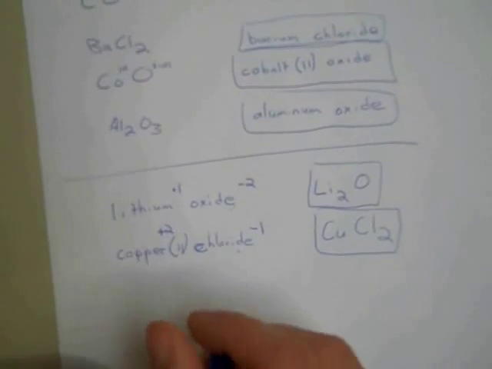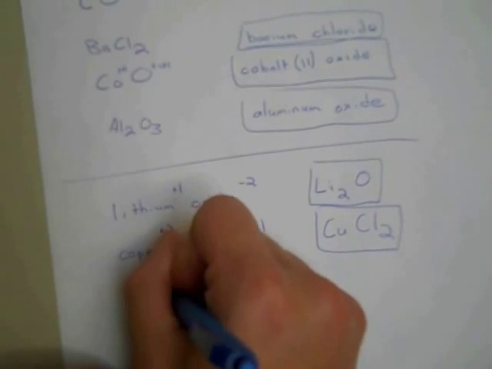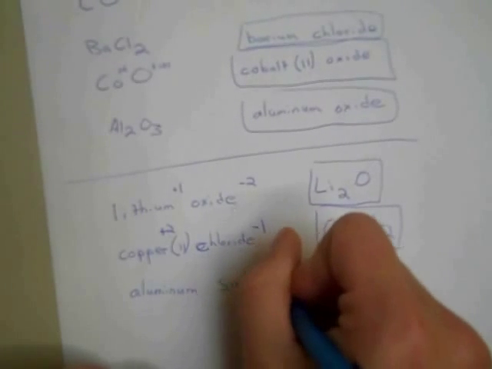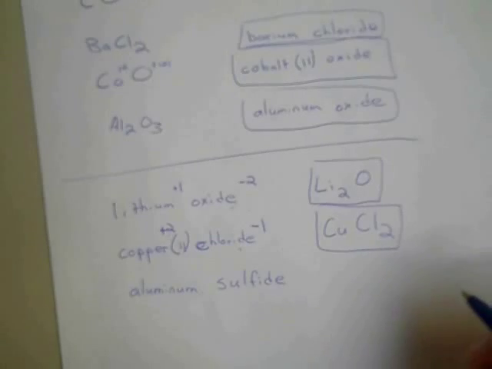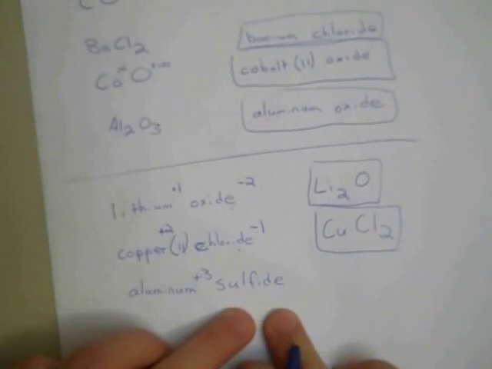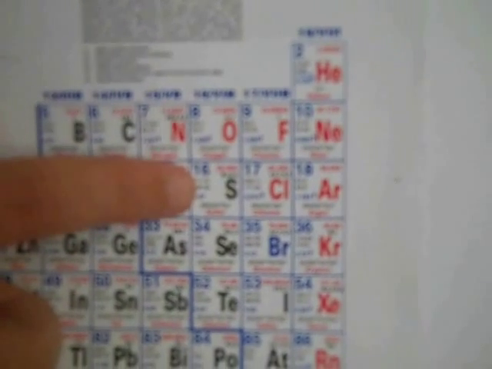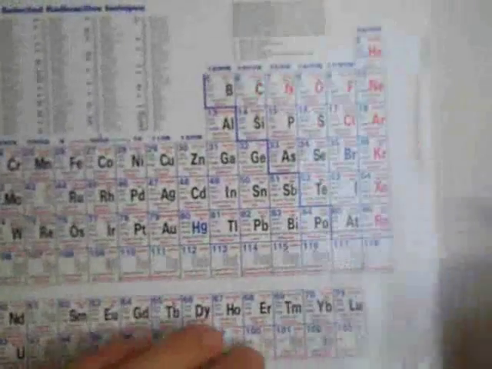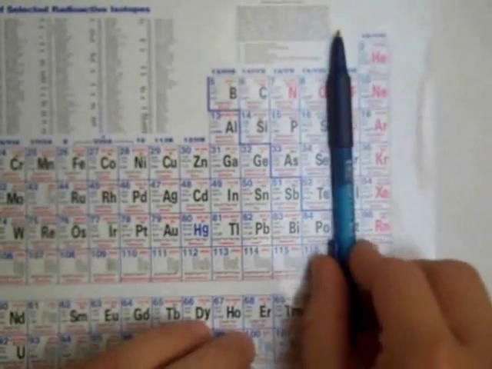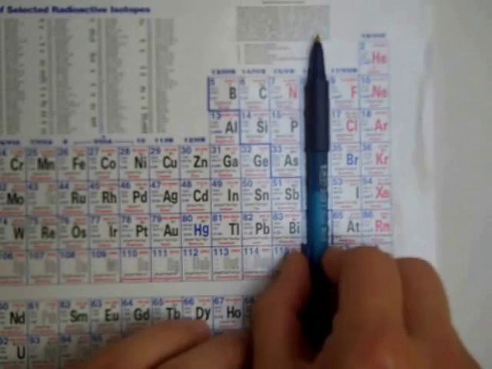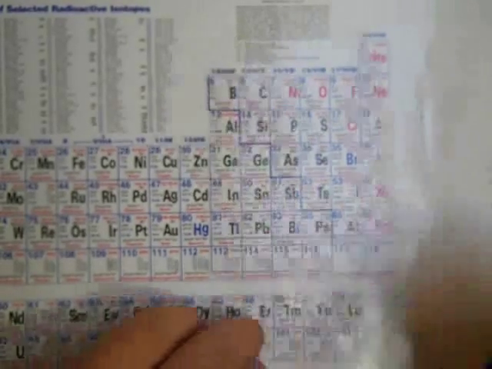Alright, let's have another one. Aluminum sulfide. Alright, looking at your periodic table, you'll notice that aluminum has a charge of 3. So go ahead and write +3 right there. And sulfur has a charge of -2. Now we're getting these numbers for the nonmetals because all of these elements have a charge of -1. All of these have a charge of -2. All of these have a charge of -3, and so on.